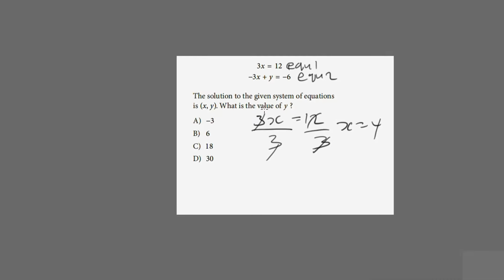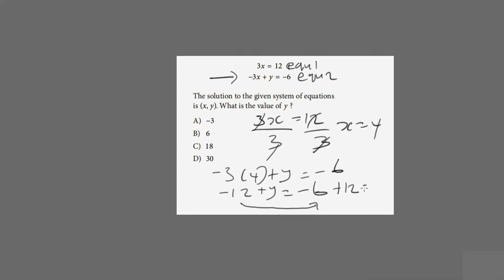Now let's substitute the value of x in equation 2. This will give us -3 in bracket 4 plus y equals -6. So then we have -12 plus y equals -6. So we want to make y the subject of the formula. This -12 crosses over the equality sign and changes to plus. We're going to have -6 plus 12, which gives us 6. So the value of y is 6, option B. So when x is 4, y is 6.